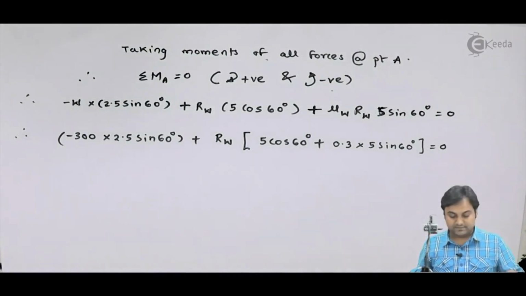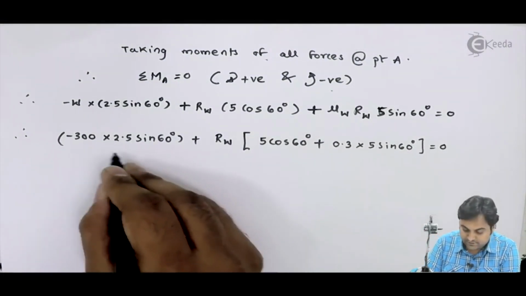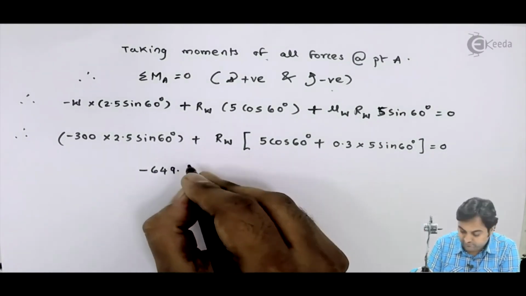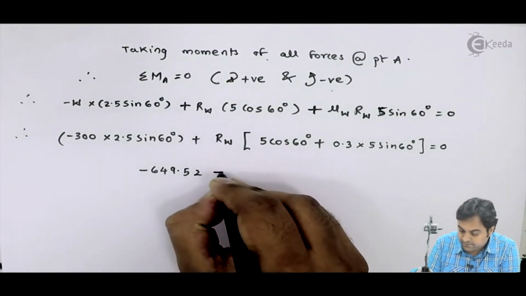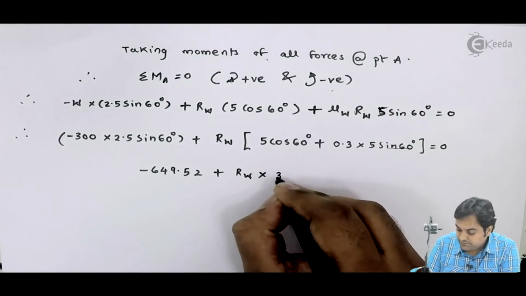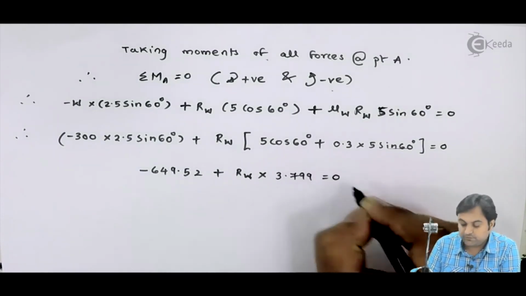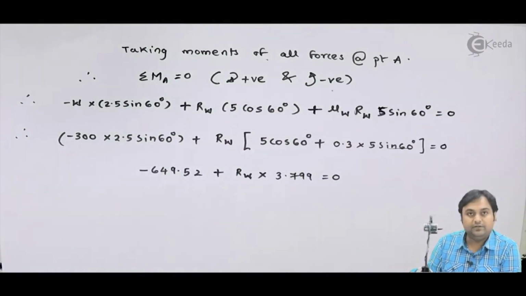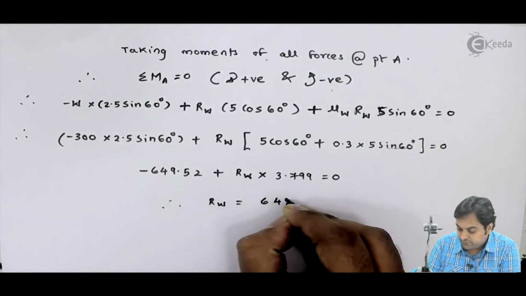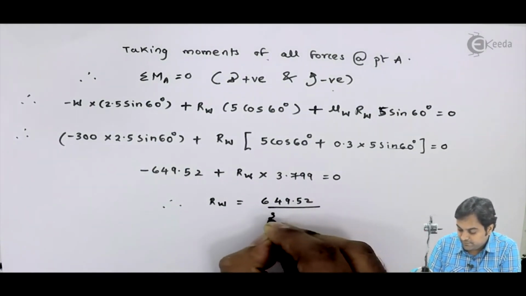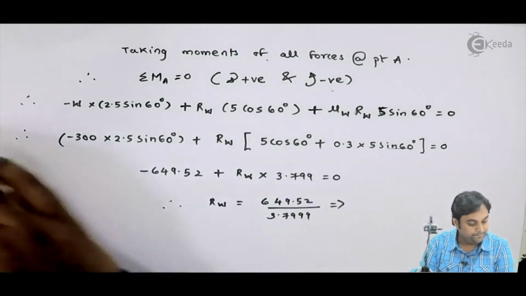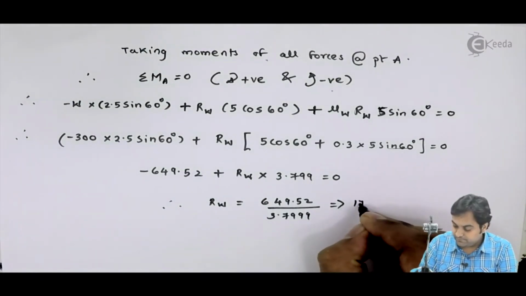I would be having this term which I am getting here, it is minus 649.52 plus RW into the value of this bracket, 3.799, is equal to 0. Therefore, I would be shifting this value onto the other side. So I have RW is equal to 649.52 divided by 3.799. So hence RW comes out to be 170.97 Newton.